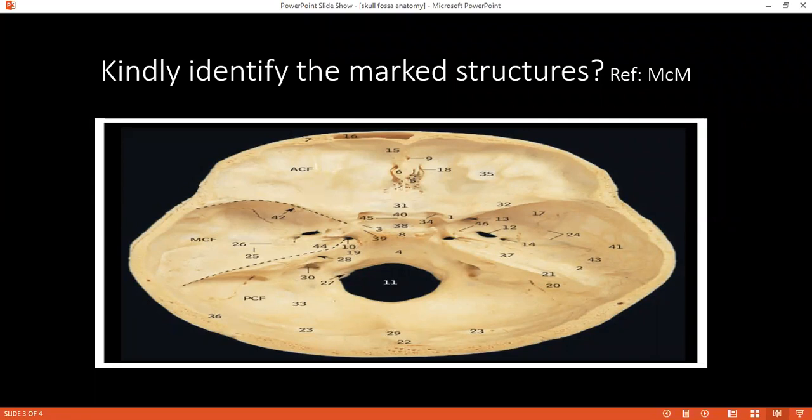Okay, good. What is this part called? In the anterior cranial fossa, what is this part called? Cribriform plate. Yes. What's the importance of this cribriform plate? Various nerves, and I don't know. I'll come back.